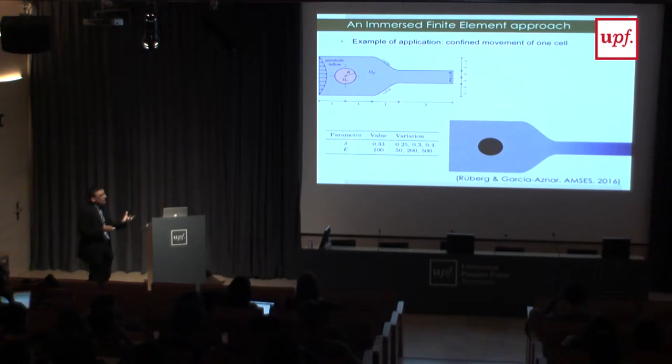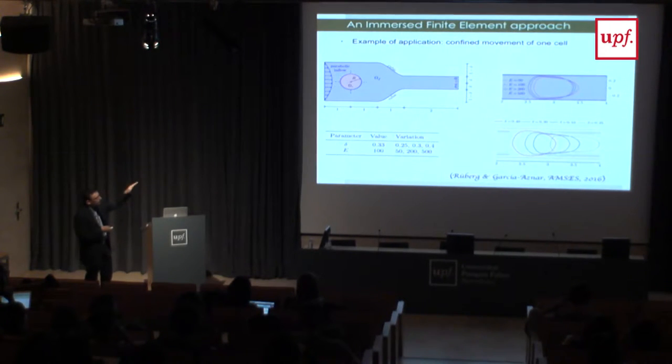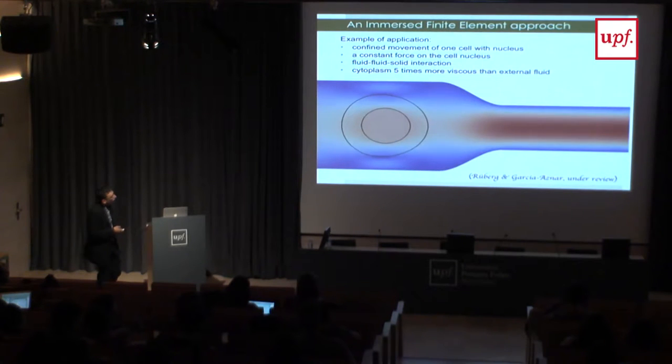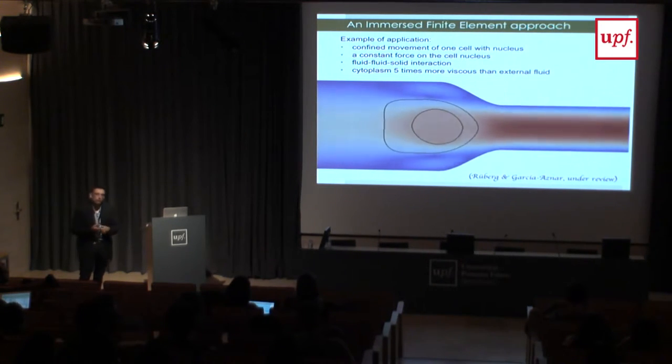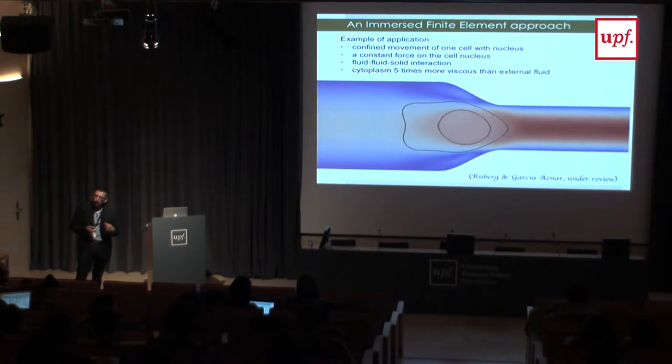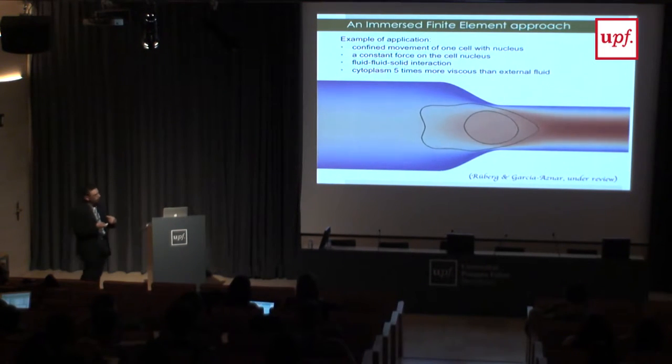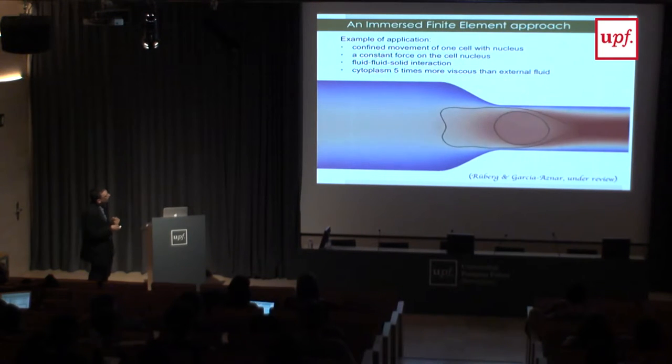But this is really a qualitative validation. It's not really a quantitative validation. But our idea is, for these cells, we later did a variability analysis of different parameters, a sensitivity analysis. Later, one of our main questions is, but these cells have a nucleus, so it's interesting to try to model a cell with a nucleus.